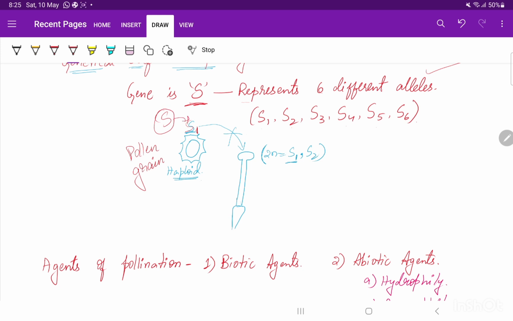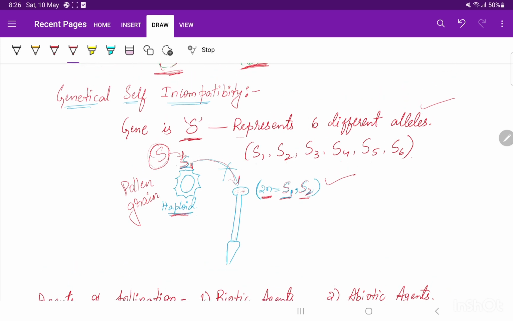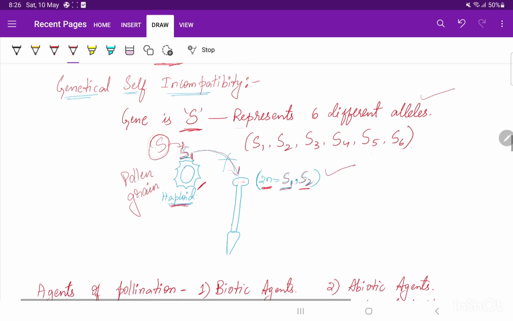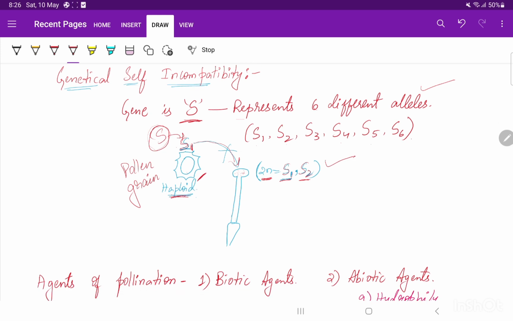We know what is gene and allele. Okay, the gene is S, but the allele is S1 in this pollen grain, which is haploid in condition, while the stigma, which is 2n in condition, has S1 and S2 both. It is 2n, so it has two alleles. So once the pollen grain falls on this, the stigma will never accept the S1 allele, since they have the same genetic makeup, so it will reject the pollen grain. In this way, genetically they make themselves incompatible for the pollen grain.